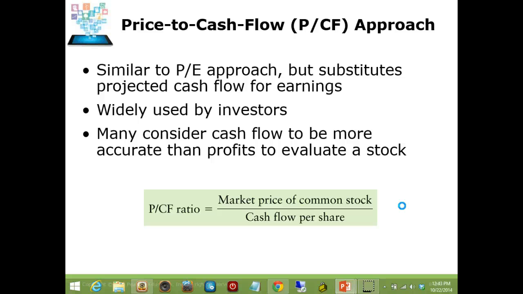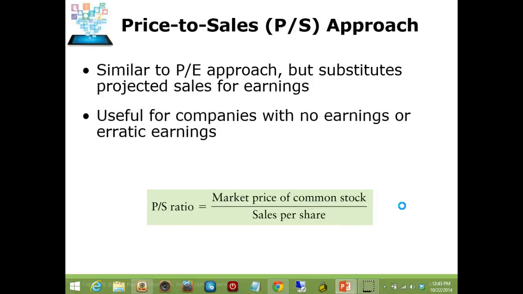So if we had a ratio of 1, I mean the stock price is $100 per share and the cash flow is $100 per share, we would consider that undervalued. So we would want to see what the average is for the industry. Maybe the industry average is 5. So that means the stock price should really be 5 times the cash flow per share, if this ratio was 5.